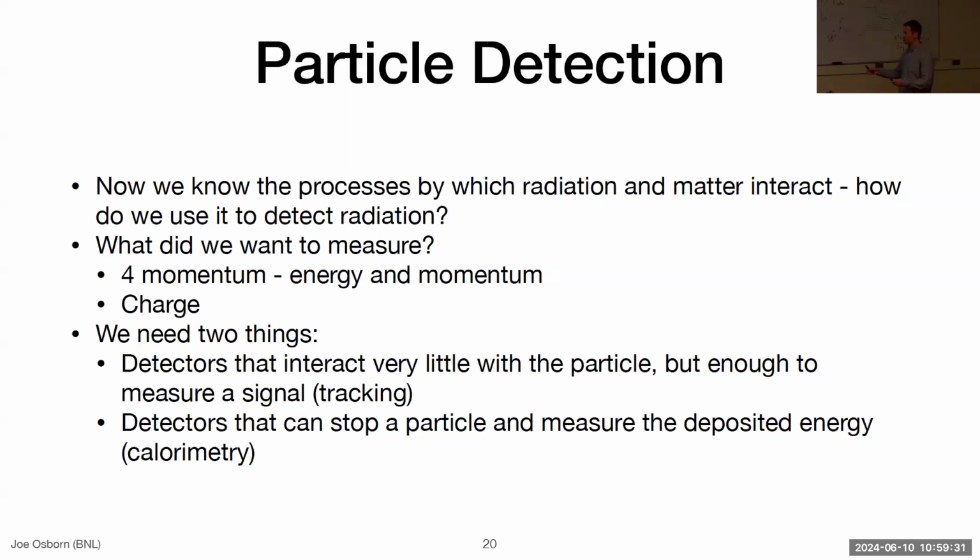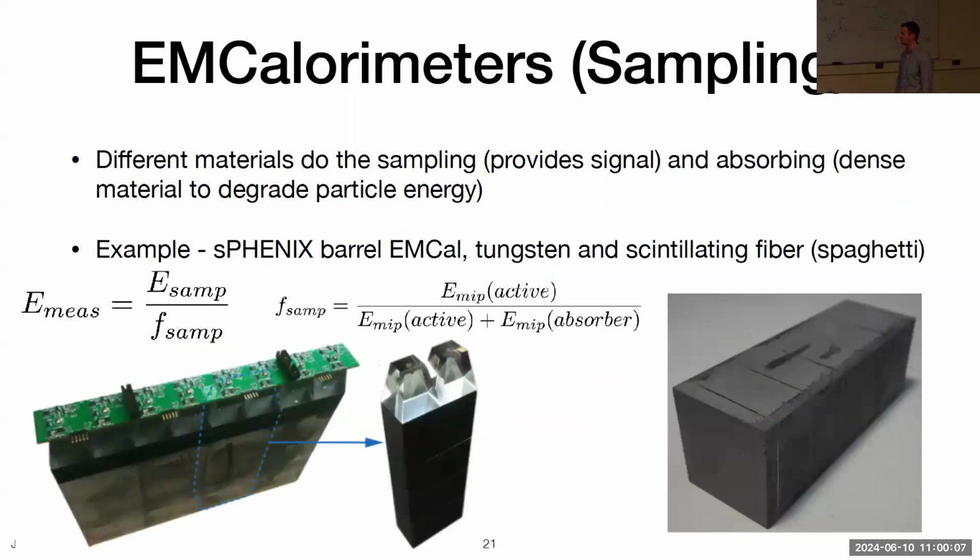So we need two things that complement one another. We need first detectors that interact very little with the particle, but enough to measure a signal so that we can determine their trajectories. So these are the tracking detectors. And then we need detectors that can stop a particle completely and measure the deposited energy. That is the role of the calorimeters. So these are kind of opposite in the sense that they give us different information via different methods. One, you want to interact with the particle as little as possible. The other, you want to maximally interact with the particle to get the momentum and energy information.